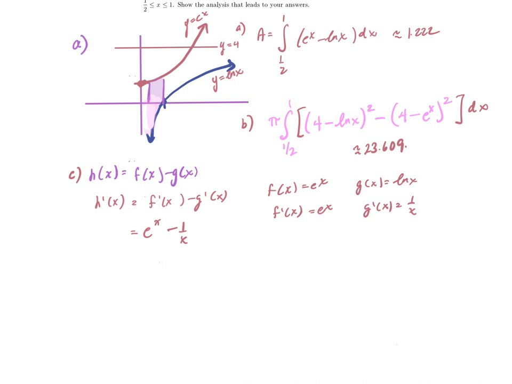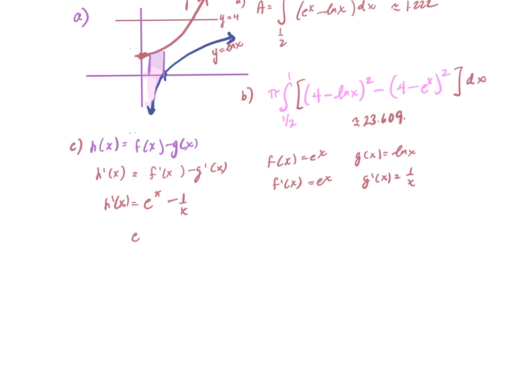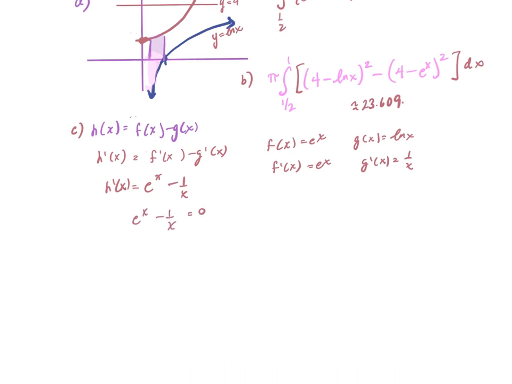Now, that's h prime of x. If you remember, when we do a max or min, we want to set it equal to 0. So e to the x minus 1 over x equals 0. Go ahead and solve it. Again, this is a calculator question, so I would just graph each of these functions, because e to the x equals 1 over x, and see where they intersect.